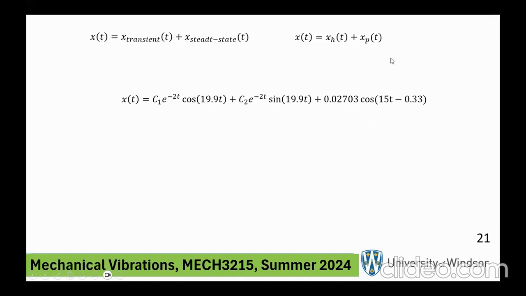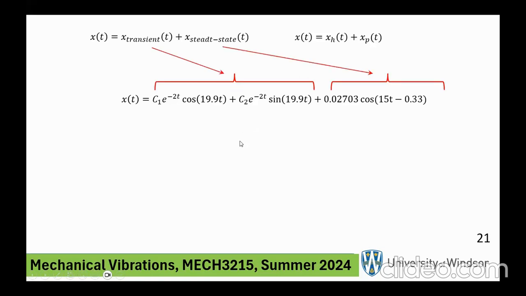Frequency 15 radians per second, with the phase. This is the transient solution, the one that's going to die down because of the damping, and that depends on initial conditions. The C1 and C2 will depend on initial conditions. Okay?